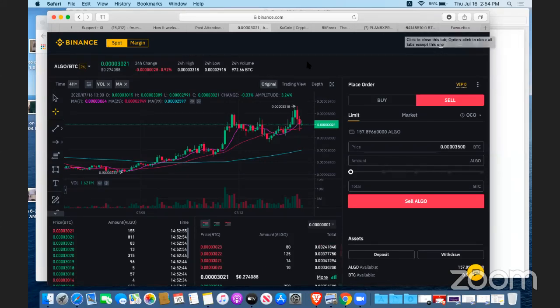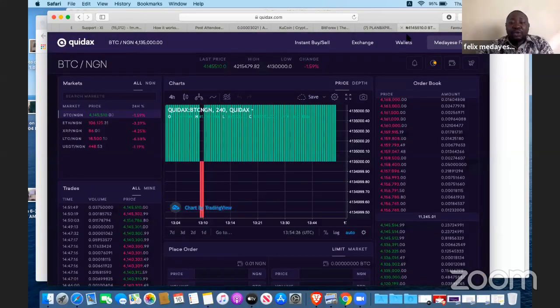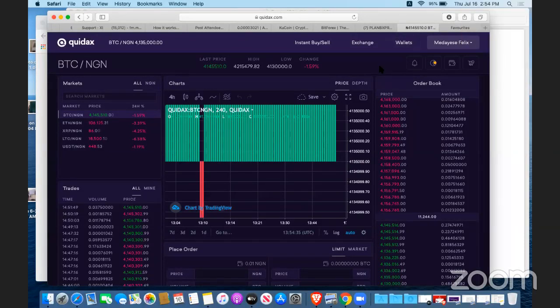Okay, that makes sense. So it makes it a lot easier, right? If you want to buy Bitcoin, you don't need to send money to anybody. And all you need to do is that, have you done your Quidax? Yes, I've done my Quidax and did the verification to the 4th level. Okay, that makes sense.